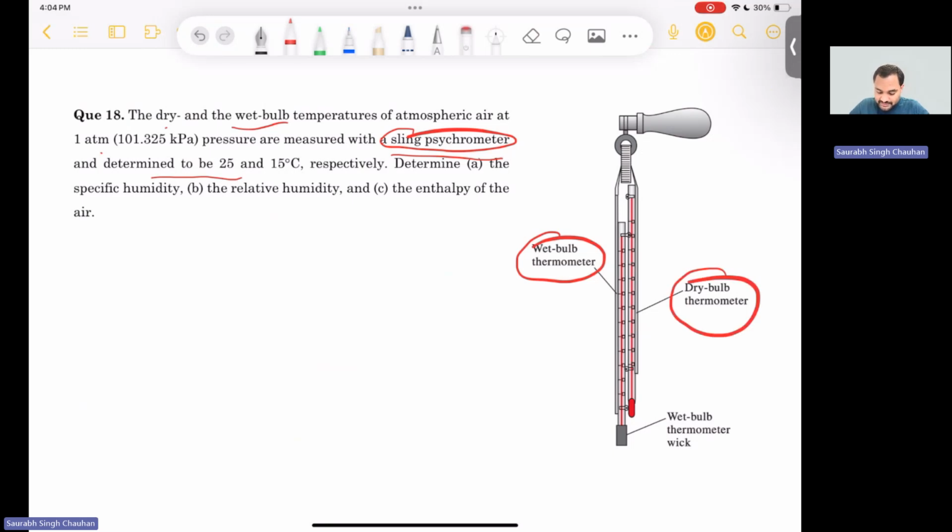So here we have two thermometers. On the bulb of one thermometer we have put the wick. So wick is nothing but the wet cotton, and there is one dry bulb. Okay, so the dry bulb will give the dry bulb temperature, and this wet bulb will give the wet bulb temperature, and the wet bulb temperature will be lesser than the dry bulb temperature. Okay, so from the dry bulb temperature and the wet bulb temperature you can calculate the humidity.